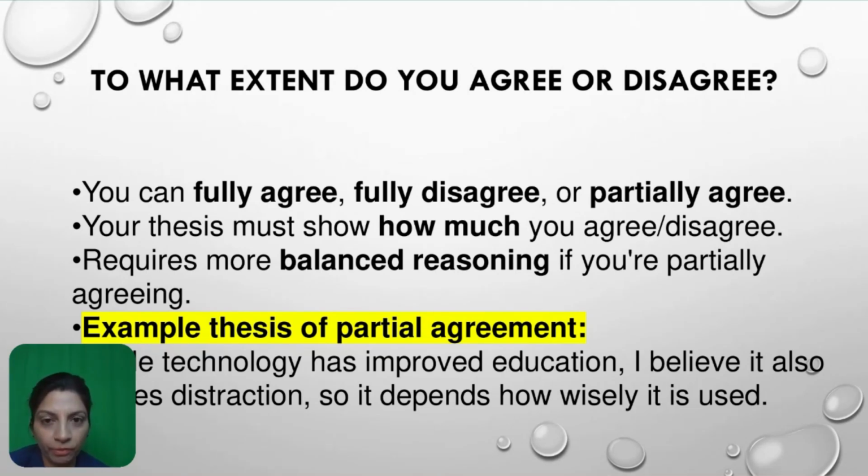Structure becomes very important here, and your paragraphs should reflect each extent. At the same time, I just want to say that it requires more balanced reasoning if you partially agree. Example thesis of partial agreement. That is the example where I have used while. When we use while, it makes the sentence complex.